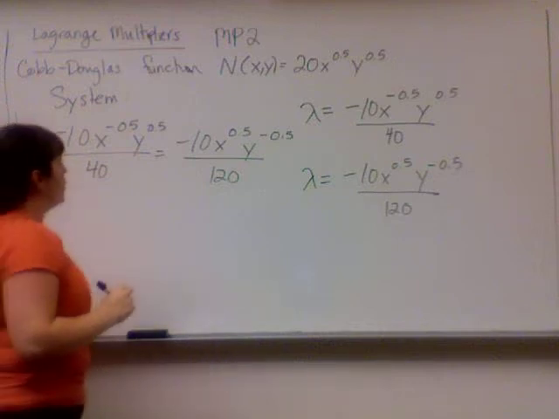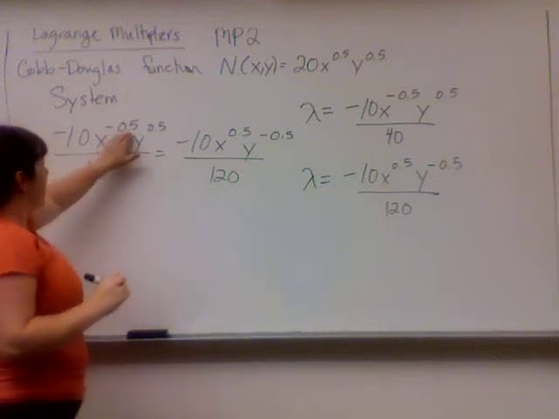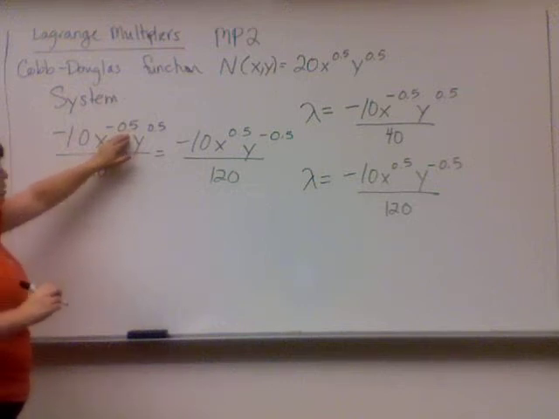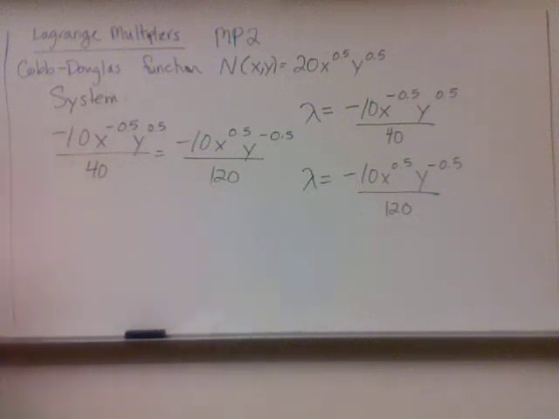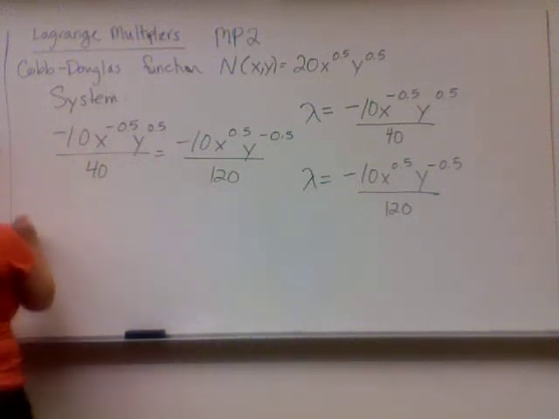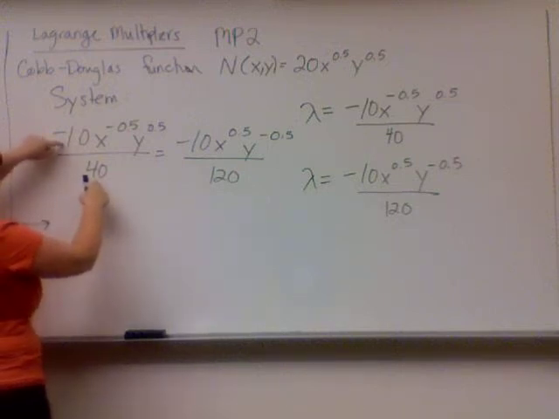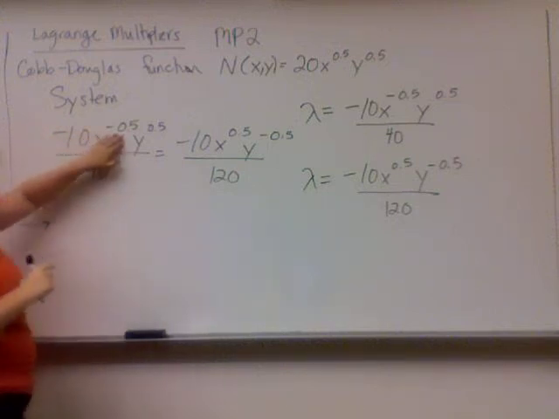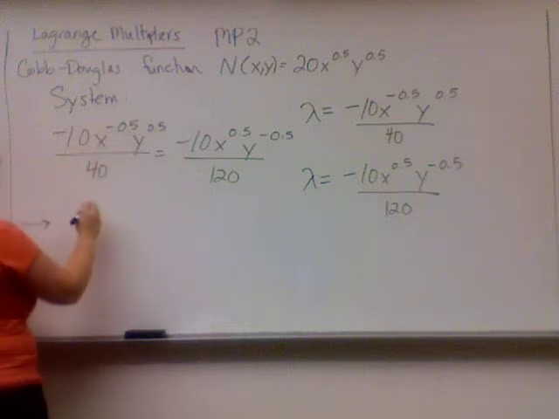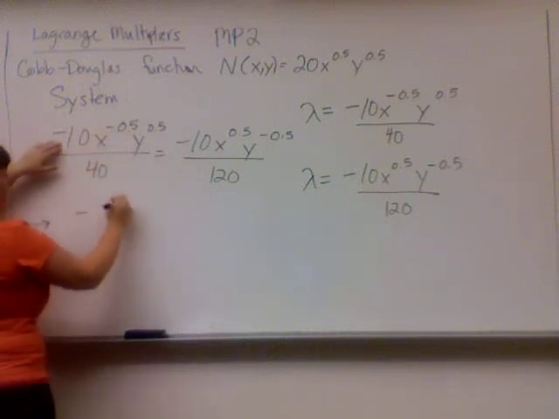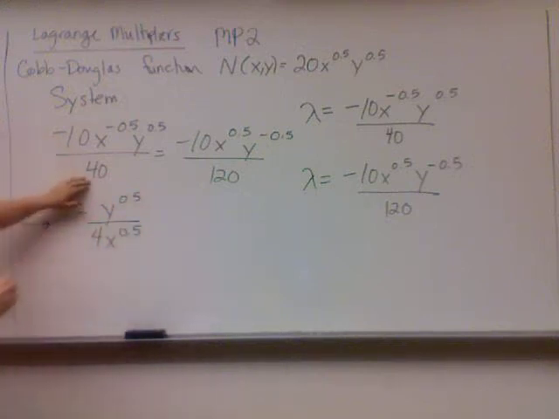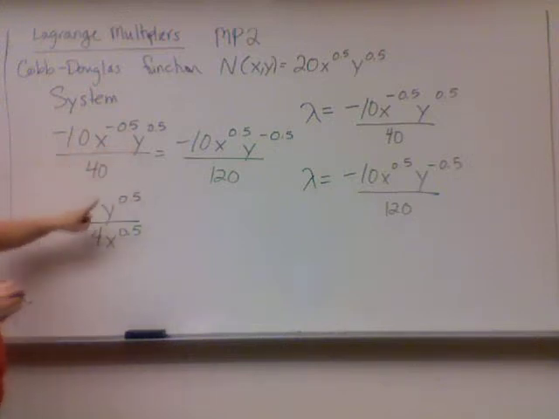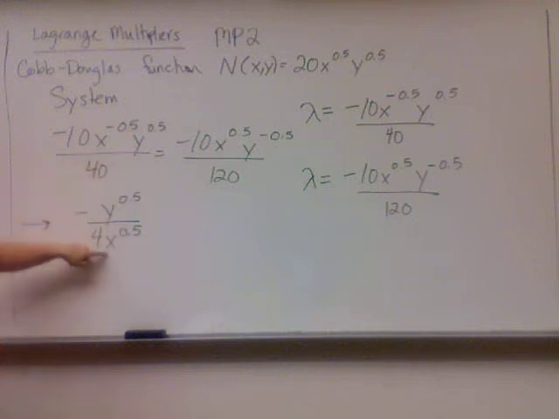Now, if we do a little bit of simplification here and interpret what these negative exponents mean on the x on the left side and on the y on the right side, I could write this as follows. The 10 and the 40 could cancel to leave just a 4 in the bottom. And the x here with the minus 0.5 wants to be in the denominator. So when I do that, I'm left with minus y to the 0.5 over 4x to the 0.5. Again, the 10 and the 40 cancel to leave the 4. Negative sign. Y wants to stay up top, and the x here wants to be in the denominator.